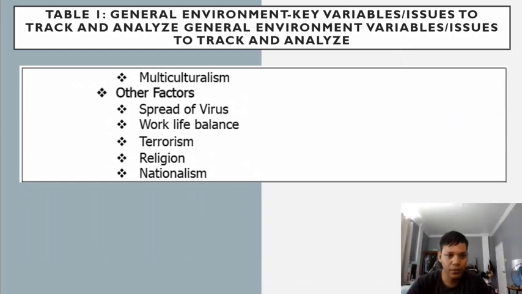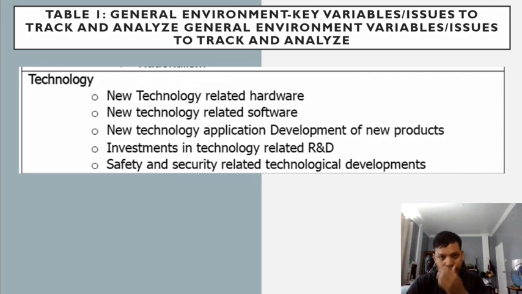And now let's proceed to the technology. Again, technology is also one part of the macro environment, but it is also affected by the political environment. For example, new technology-related hardware, new technology-related software, new technology applications, development of new products, investment in technology-related research and development, safety and security-related technology development. In case you have heard the news, for example, in America, I don't know if it is already implemented, that they will ban TikTok. Why? It is for safety and security.